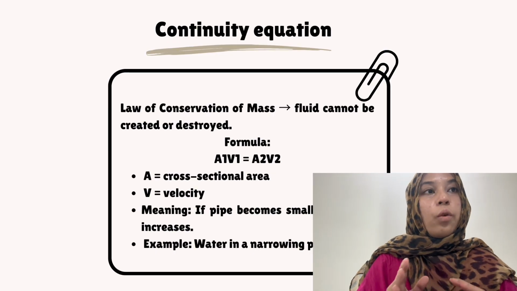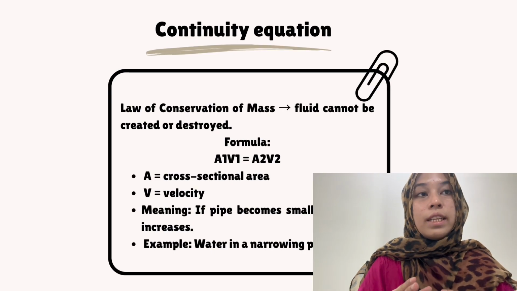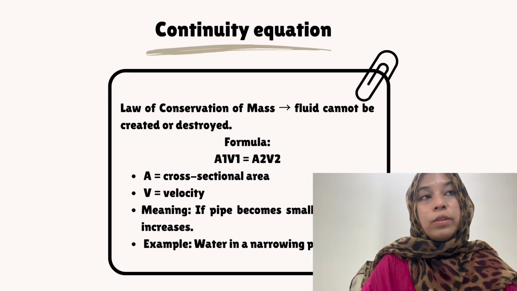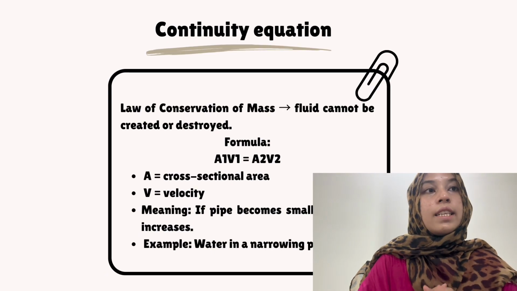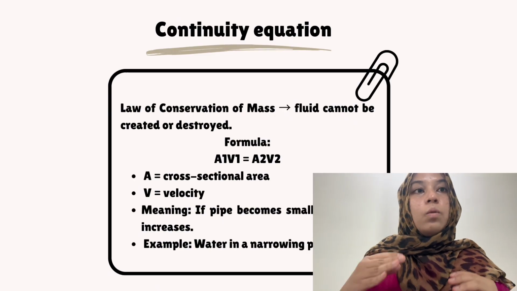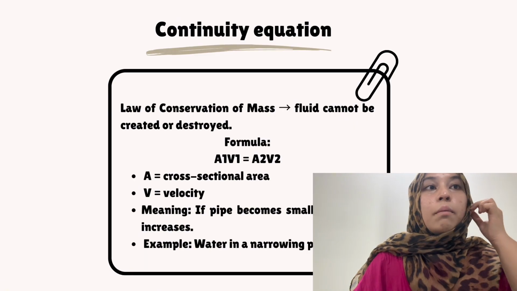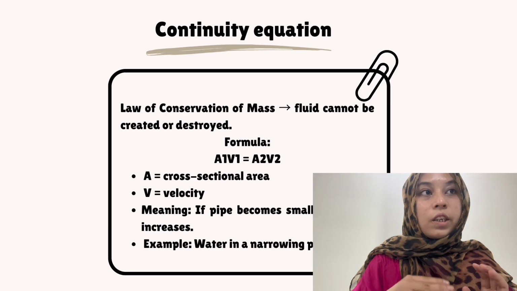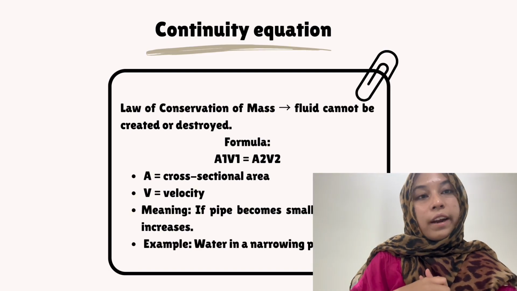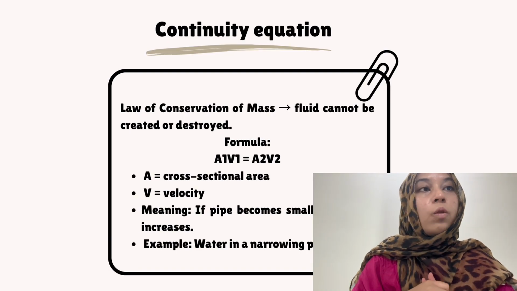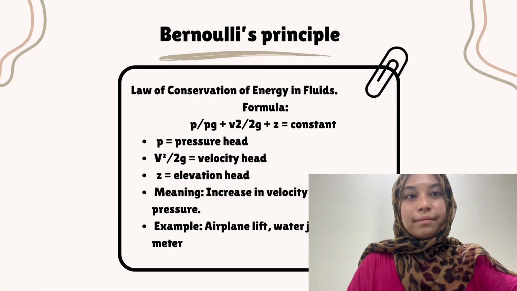This means when a pipe becomes smaller, the velocity increases so that the flow rate stays the same. For example, water coming out of a nozzle becomes faster because the area is reduced. This equation is very useful in pipe design and water distribution systems.